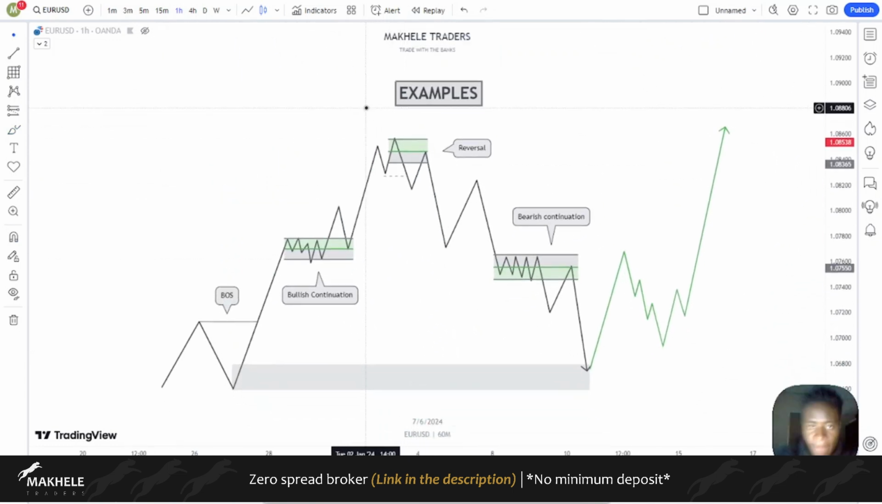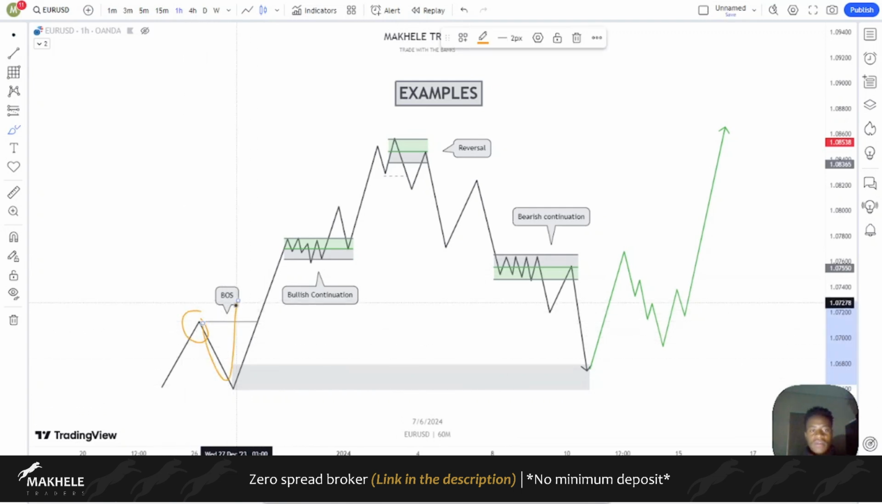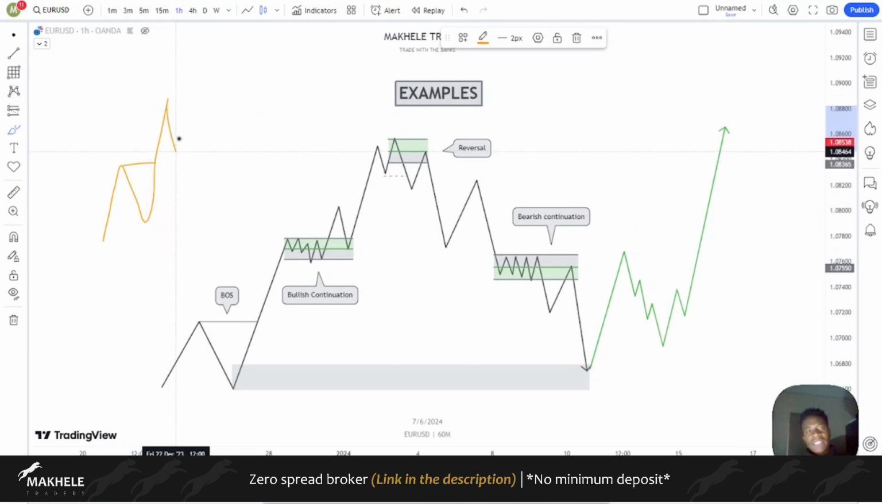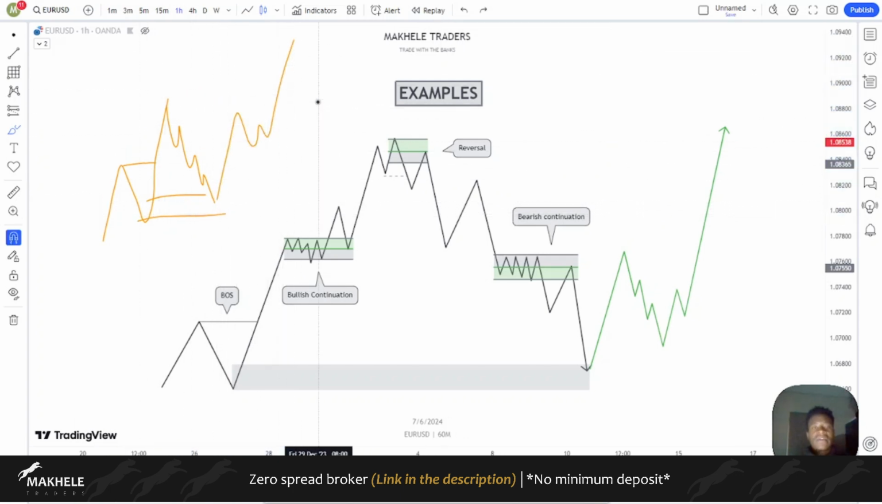So let me just explain here before I close the video. Here, I'm using a bullish example. If you look to the left, we have a break of structure here. We have a break of structure here. So the trend is bullish. So what we understand at Makhele Traders is that every time price breaks the structure, we expect a swing pullback to a demand zone before price continues its bullish trend.